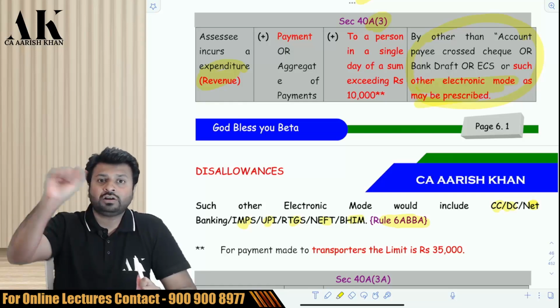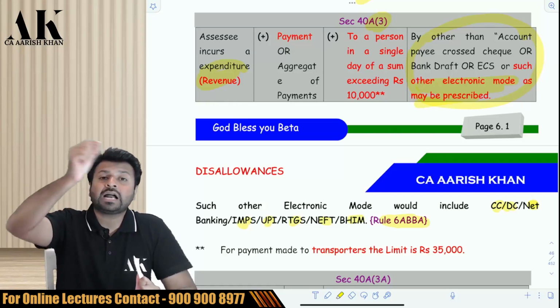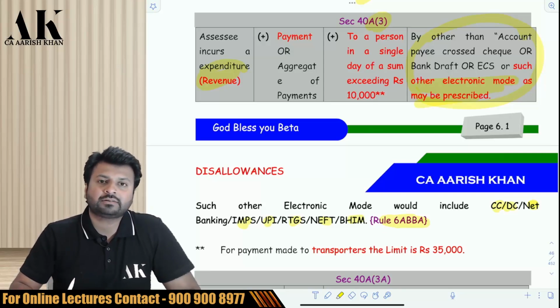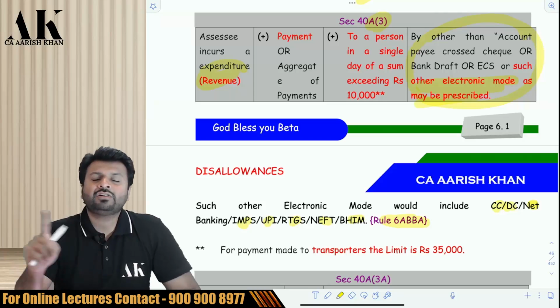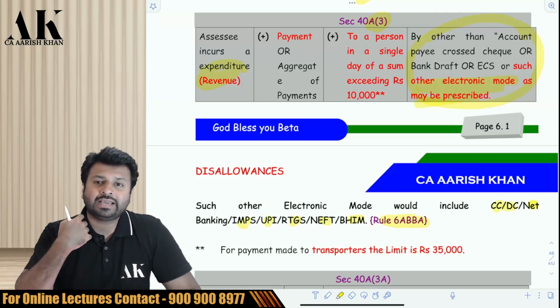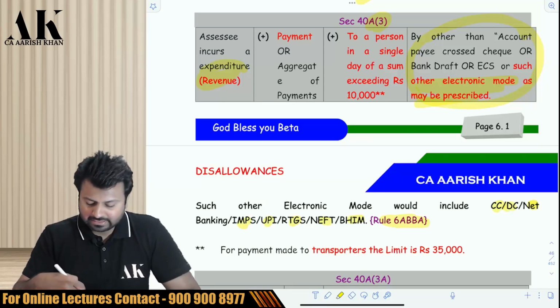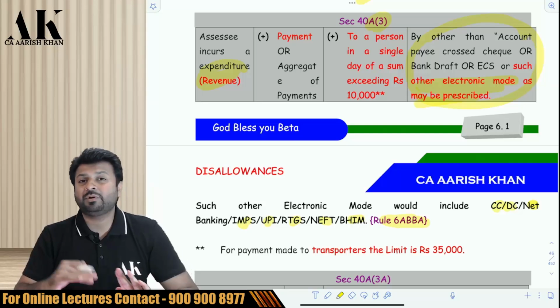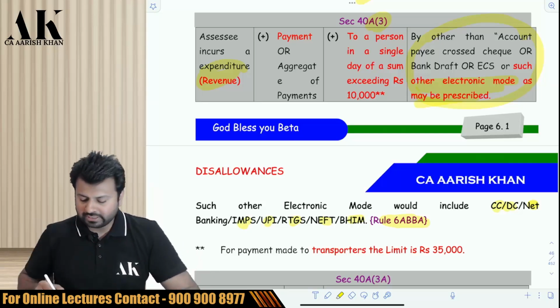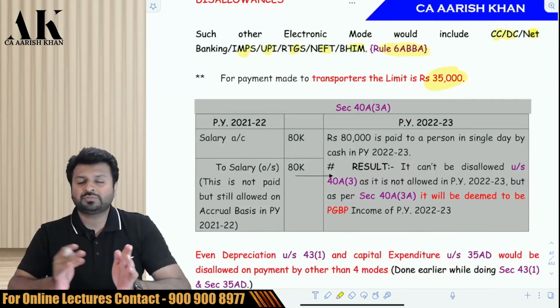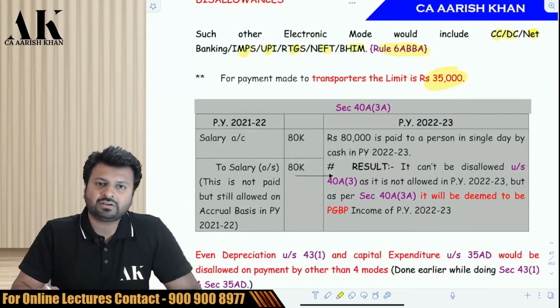The cheque has to be an account payee cheque: it has to be crossed and "account payee" has to be written between the lines on top. Then only is it accepted, because the law uses the words account payee and not just cross cheque. So merely a cross cheque is not allowed, a bearer cheque is absolutely not allowed, and cash is out of the question. Account payee cheque, account payee draft, and electronic modes such as ECS are the modes allowed here. For a road transporter, the limit is 35,000 instead of 10,000 rupees.